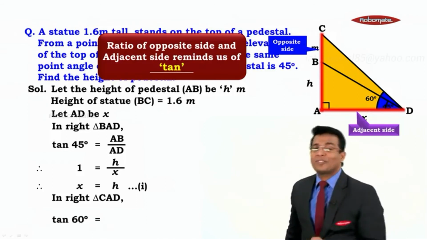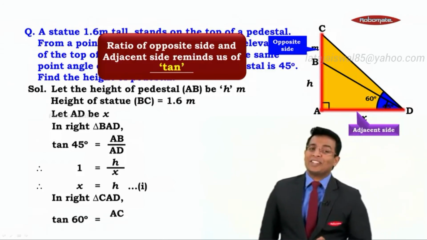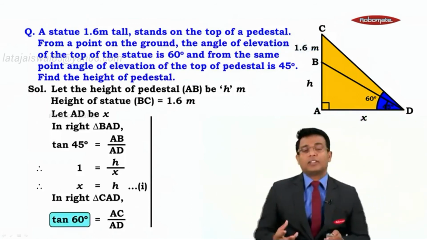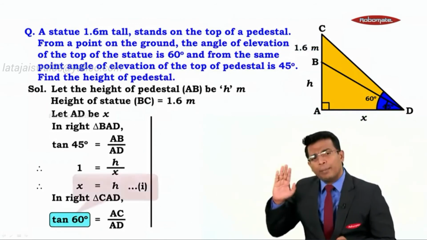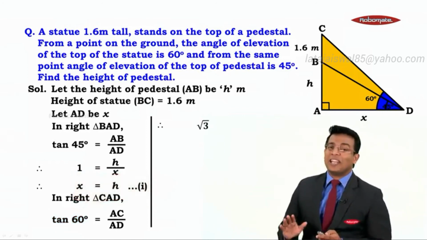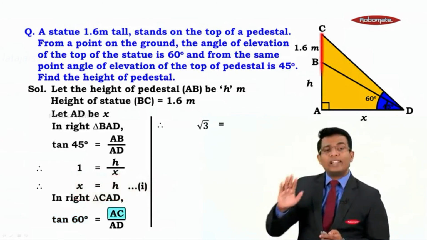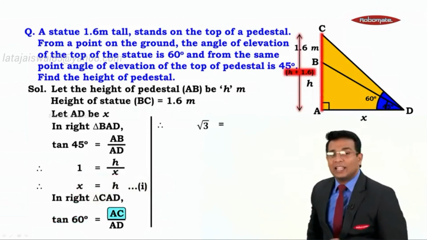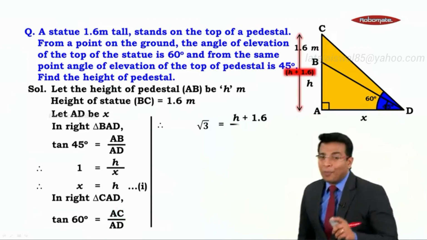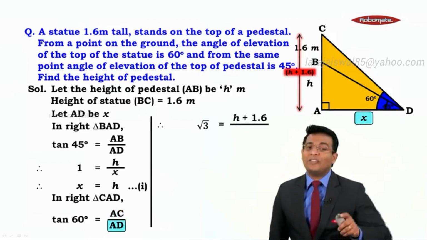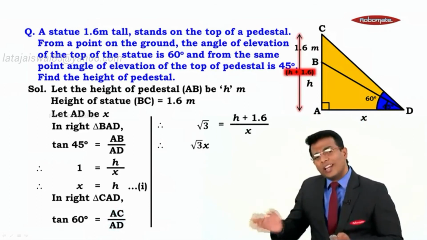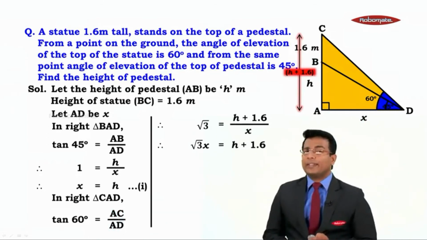So we're going to use tan of 60. Tan of 60 is AC upon AD. Tan 60 from the table is root 3. So we substitute that value: root 3 is equal to AC upon AD. What is AC? If you look at the figure, AC is H plus 1.6. We know the value of AD, we have taken it as x. So after cross multiplication we get root 3 x is equal to h plus 1.6.